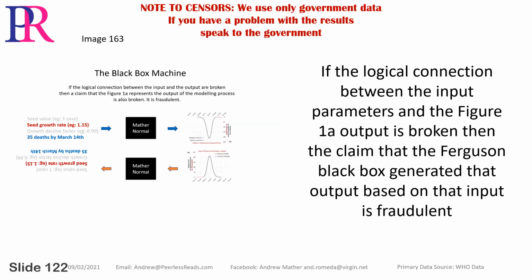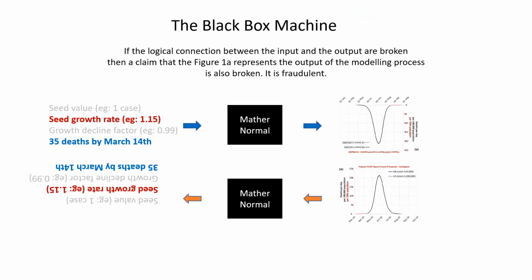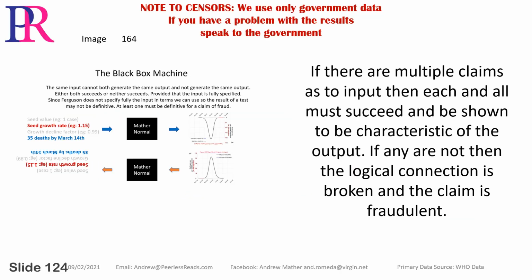If the logical connection between the input parameters and the figure 1a output is broken, then the claim that the Ferguson black box generated that output based on that input is fraudulent. If there are multiple claims as to input, then each and all must succeed and be shown to be characteristic of the output. If any are not, then the logical connection is broken and the claim is fraudulent.